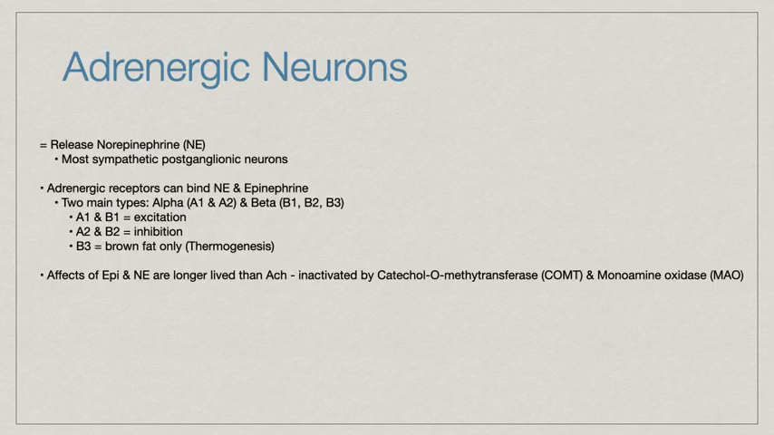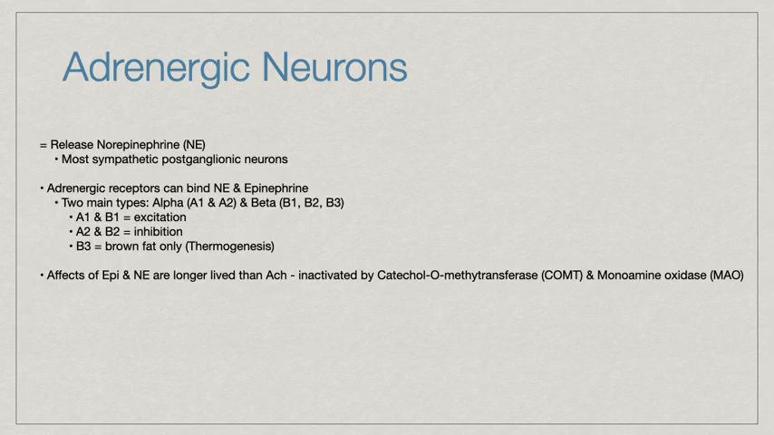We do have a special third type of beta receptor called a beta 3 receptor. These are only found in brown fat in babies, which helps them with their thermogenesis. Babies are not very good at keeping themselves warm, so they have an extra layer of fat called brown fat to help them do that.